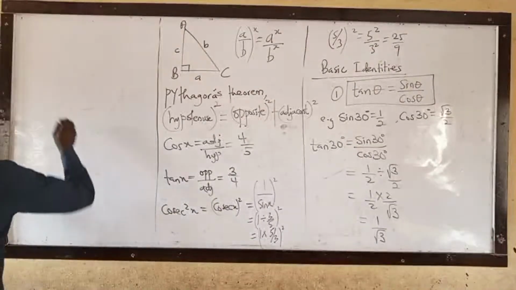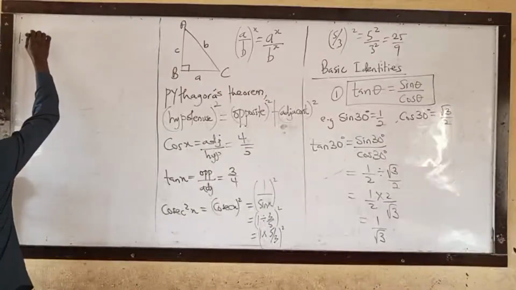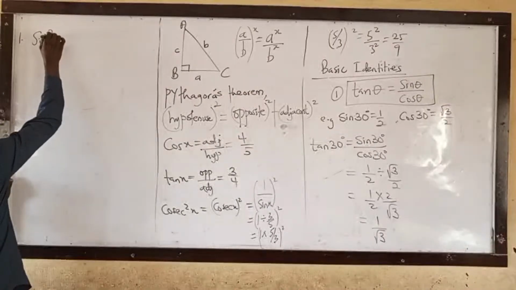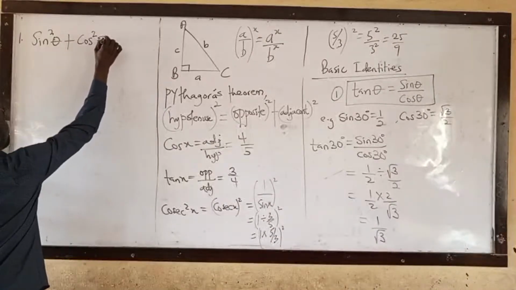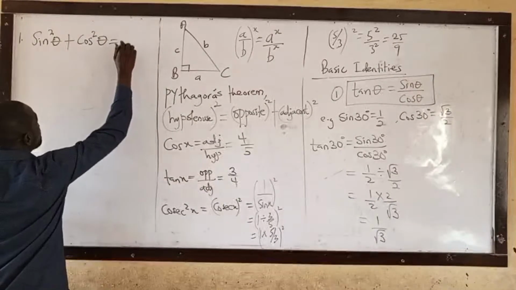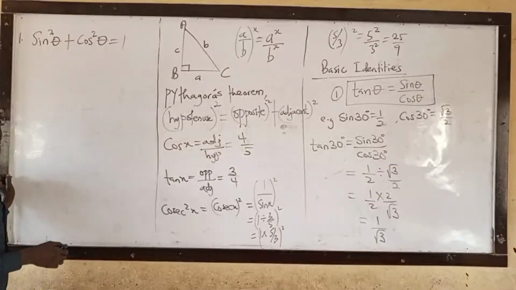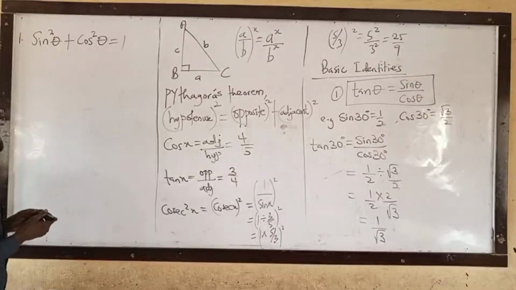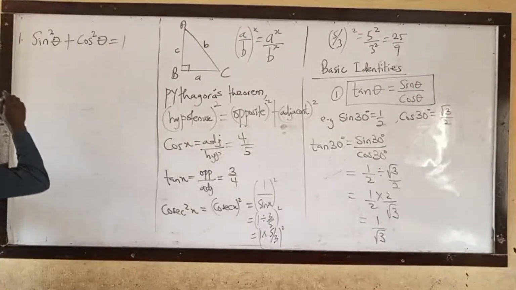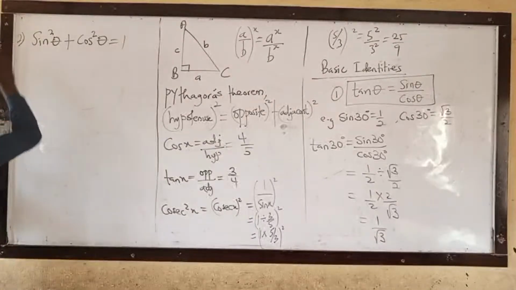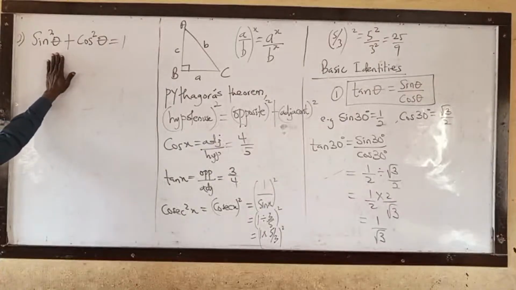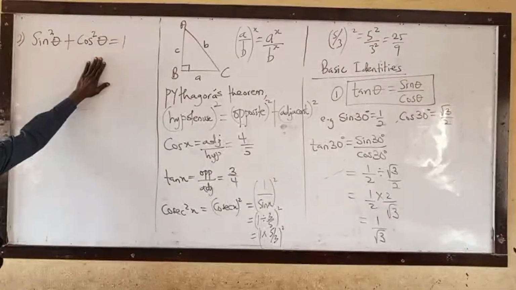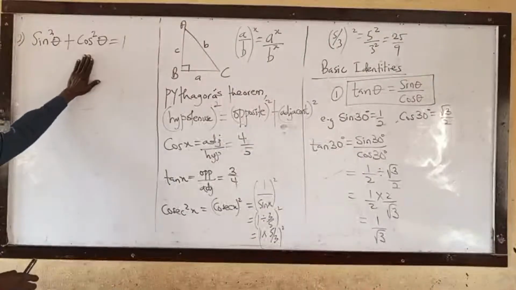Second one, sine square of something plus cos square of that thing must give us what? 1. This is another fact I must know. Sine square of something plus cos square of that same thing give us what? 1. Now look at this second one. Now, third one and the fourth one are gotten from these two. So we're going to get the third and the fourth from this.